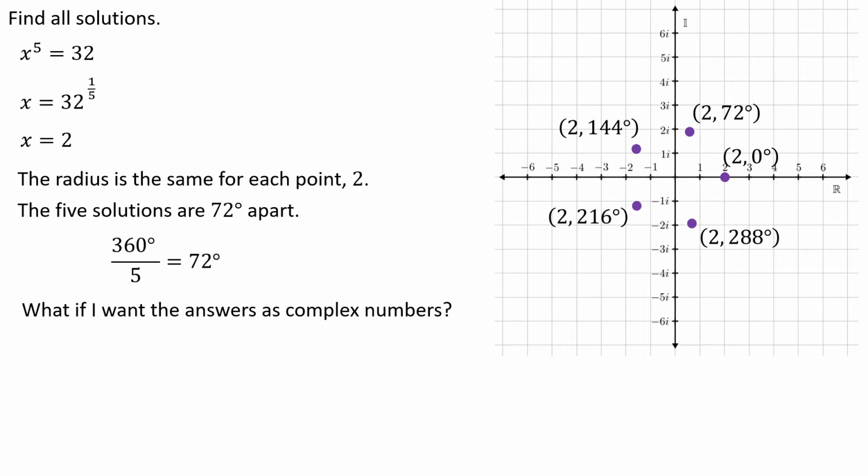Now, what if I actually want them as complex numbers, right? What if I actually want them in the form a plus bi? I rapidly found all 5 solutions in polar form. How can I convert them? Right? Complex numbers are the form a plus bi. Well, the polar form is r comma theta. So if I have r comma theta, how do I get back to a plus bi?